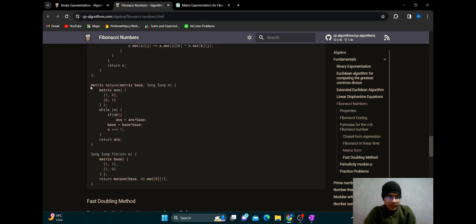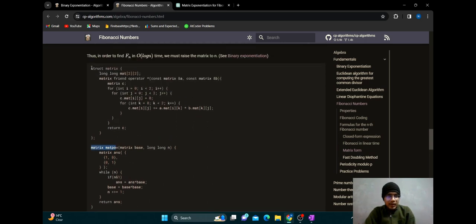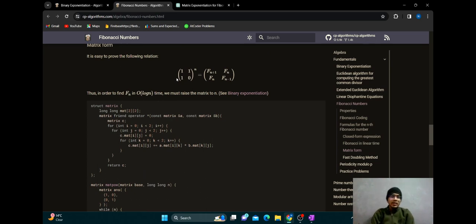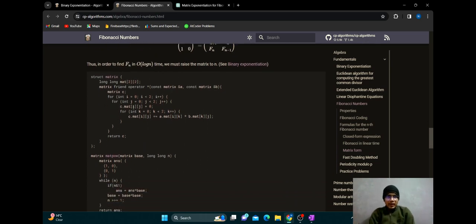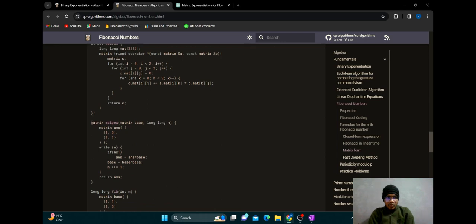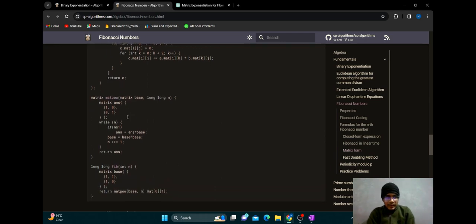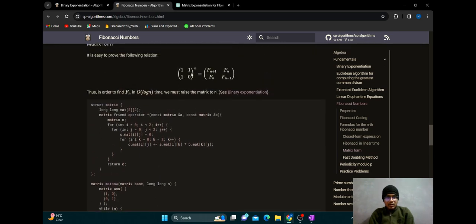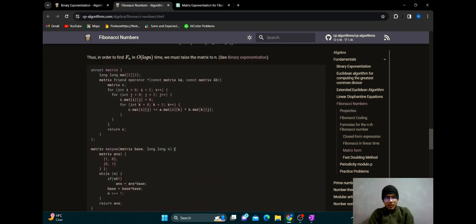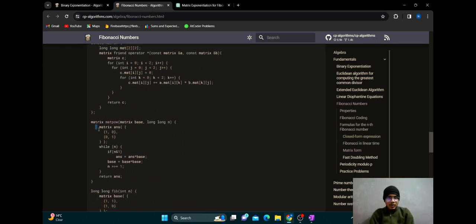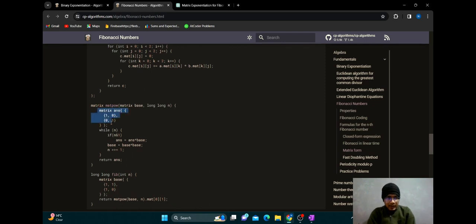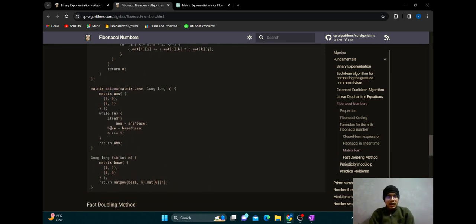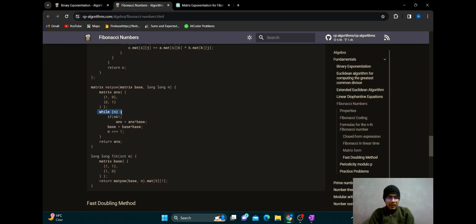Here we have made a struct of matrix, and as you can see this matrix is a 2 by 2 matrix, so it is almost log n time only. We will take two things: the base matrix, and the power to which we have to raise it, so it is log n. Initially we will declare the answer matrix as 1001, the identity matrix.